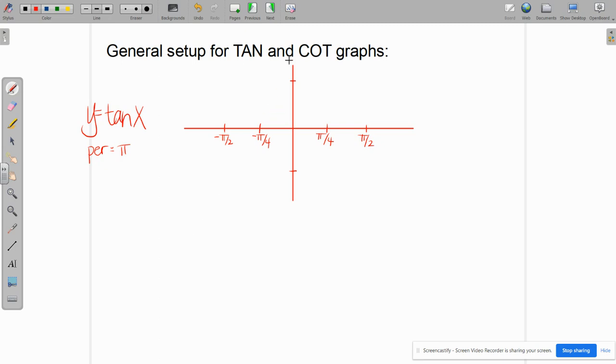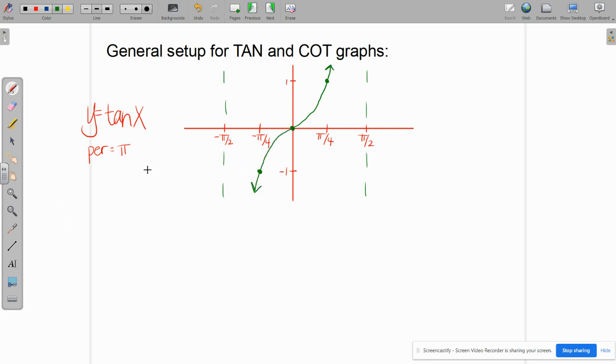And with tangent, if there's no vertical stretch or shrink, I know that I'm going to have some points that have a y-coordinate of 1 and negative 1. The way that I'm going to start with tangent is I put my vertical asymptotes on the 2 ends because the graph is going to show up between them. And then the graph goes up from left to right. So the first point is down here at negative pi over 4, negative 1. Then we have a point at 0, 0, and then pi over 4, 1. And then I can connect the points in the ways that I showed you.